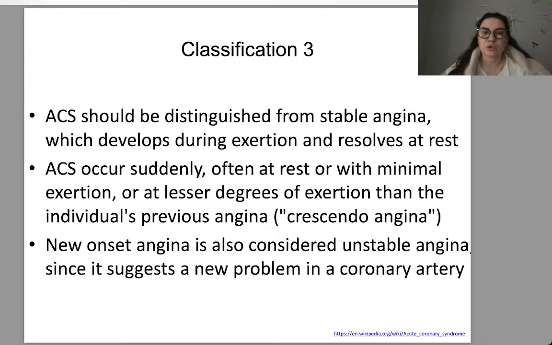Acute coronary syndrome should be distinguished from stable angina, which develops during exertion and resolves at rest. Acute coronary syndrome occurs suddenly, more suddenly than chronic forms. Chronic forms are usually gradual. Often it starts at rest or with minimal exertion, or at lesser degrees of exertion than the individual's previous angina. We name it crescendo angina. New-onset angina is also considered unstable angina, since it suggests a new problem in coronary anatomy.